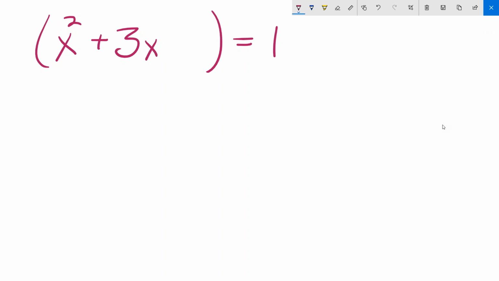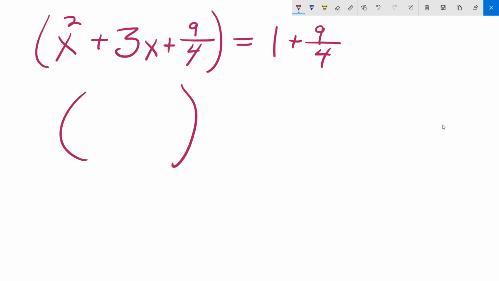What's 3 over 2 squared? 9 over 4. So I got to add 9/4 to the right side. Now how can I write the left? X squared plus... No, it's just the inside the parentheses is going to be a binomial first degree polynomial.